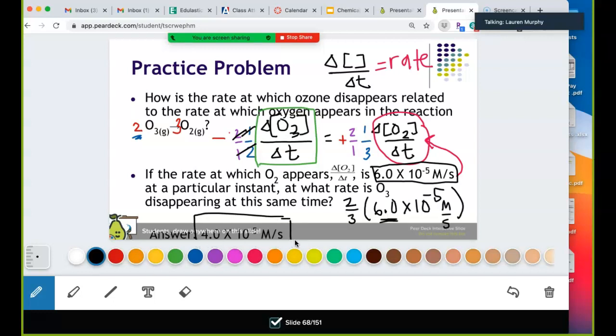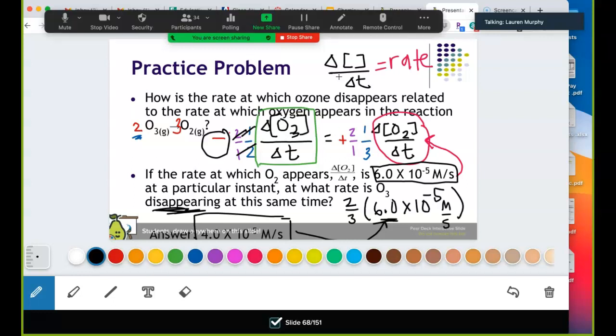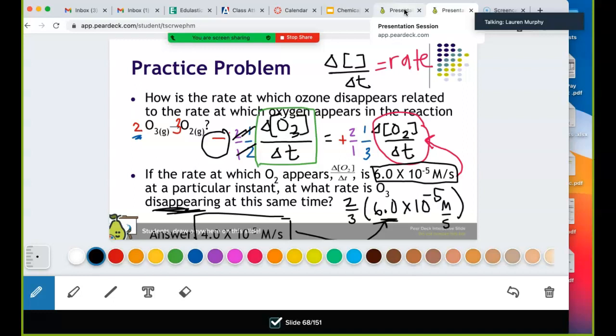So this is the rate at which ozone is disappearing, which is what this negative implies. We're losing it, compared to the rate at which oxygen is appearing. So you will see, based on that ratio, oxygen is appearing a little bit faster than ozone is disappearing. Not a lot, but a little bit. Okay, so that's it for this part.